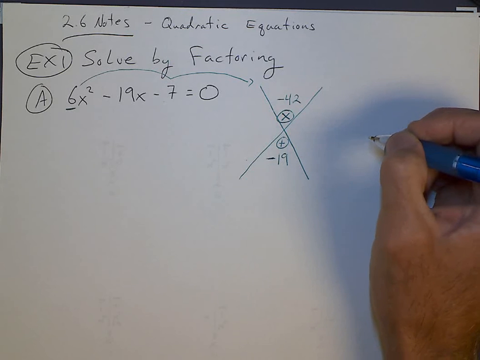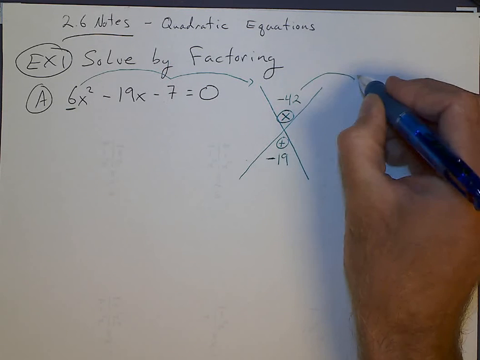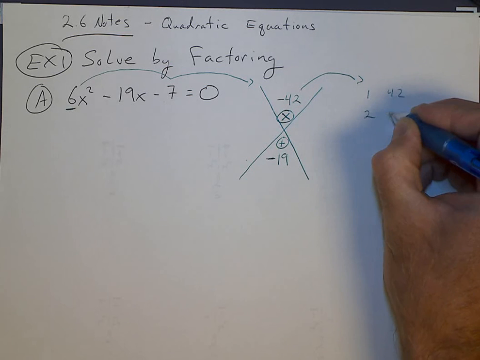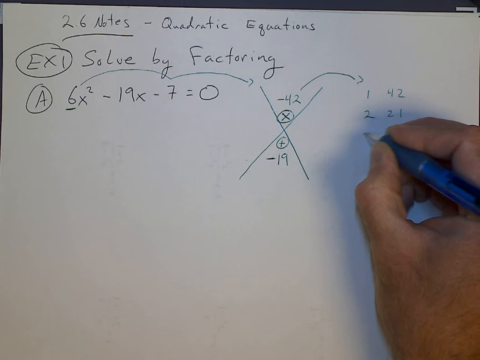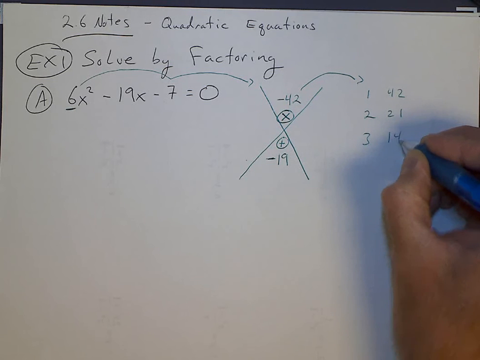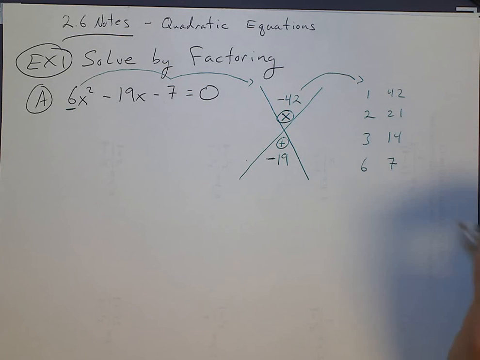Now, if you see it automatically, just do it. But if you don't see it automatically, please, please, please make a list. So I'm going to make a list of all the possible factors of 42. So it'd be 1 and 42, 2 and 21, 3 and 14. 4 doesn't go into it, 5 doesn't go into it, 6 goes into it 7 times. Once they're right next to each other, then you can stop.